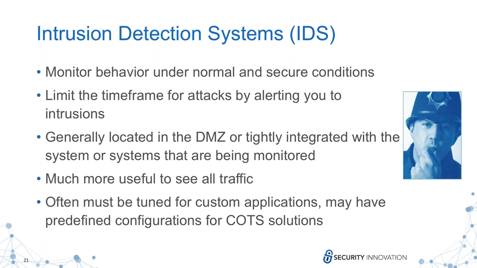So intrusion detection systems monitor behavior under normal and secure conditions, and then try to detect an attack based on the extent of deviation from normal behavior. They're generally located in the DMZ or tightly integrated with the system or systems that are being monitored. It's much more useful for them to be able to see all traffic, to see what's going on. So they often must be tuned for custom applications. They might have predefined configurations for common off-the-shelf solutions, so you can just enable those. But if you're doing this for your own internally developed application, you might have some tuning and development to do.